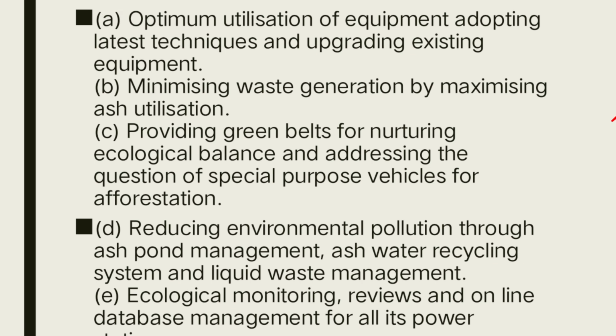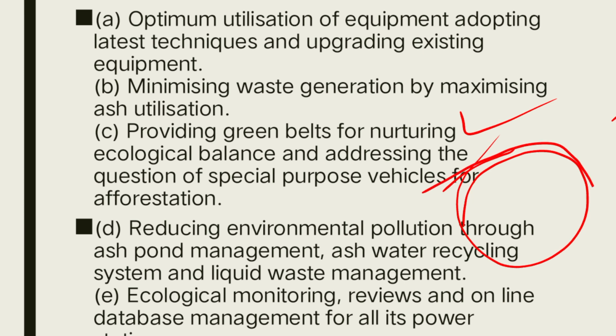So, providing green belts for nurturing ecological balance and addressing the question of special purpose vehicles for afforestation. Near the ash pond, the green belt is simply a chain of trees which are planted, like this, and they will be maintaining ecological balance. The ecology, the environment, atmosphere will be safeguarded. And afforestation, plantation of more and more trees will happen. This will reduce the pollution in the environment.